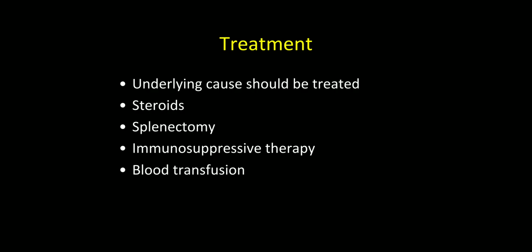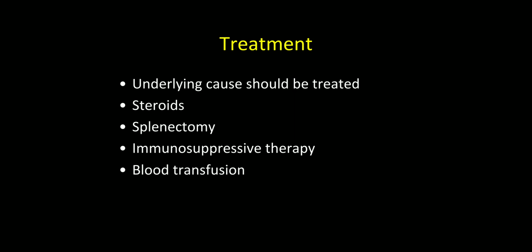So that DCT is one of the important investigations for demonstration of this autoimmune hemolysis, especially this warm antibody type of hemolytic anemia. Now, treatment. Any underlying cause should get treated. The common drug which is used is steroids, which will remove all those antibodies. Splenectomy: in case of a huge spleen, you can do a splenectomy to prevent the destruction of RBCs. Immunosuppressive therapy, then blood transfusion in severe cases.